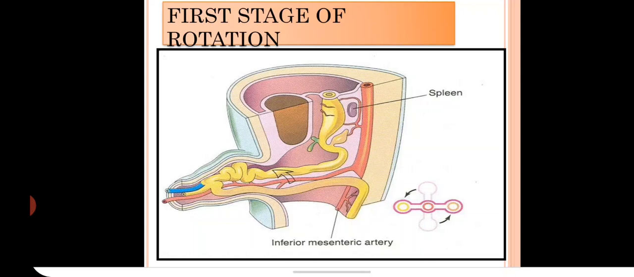In this image you can understand. In the beginning it was cephalic and caudal. Now it has become right and left. That is the beginning of this 90-degree rotation in the physiological umbilical hernia. So the student should remember that the first stage of 90-degree rotation of the midgut takes place outside the coelomic cavity, in the physiological umbilical hernia.